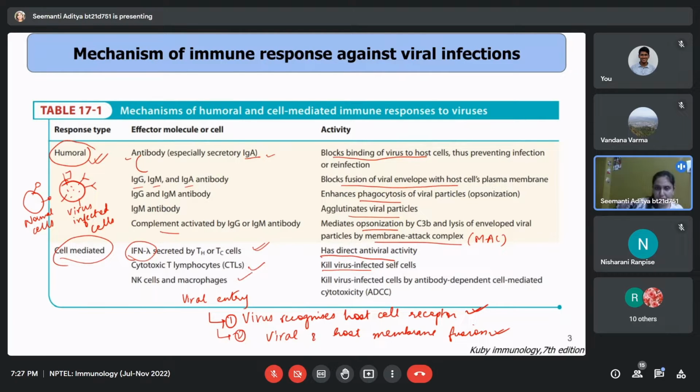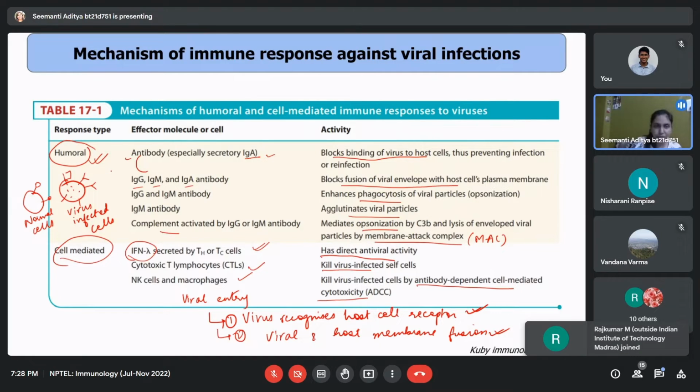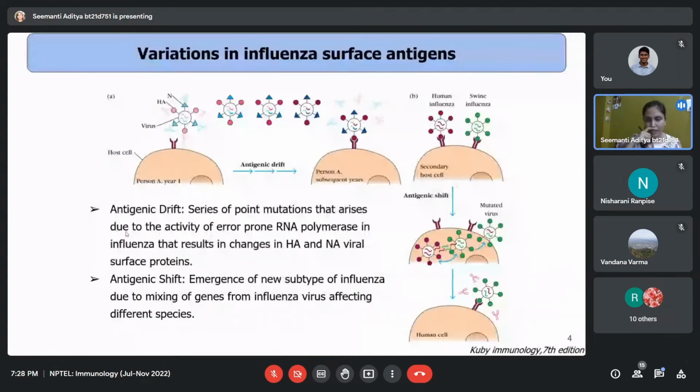Also, the NK cells and macrophages have antibody dependent cell mediated cytotoxicity. This means, again, the antibody binds to the cell, and then that antibody finally causes the cell death, or apoptosis of the cell. So this is how the different branches of the immune system act to provide protection against viral infections. So here I wanted to discuss two very important things about viruses, or say the influenza virus in particular.